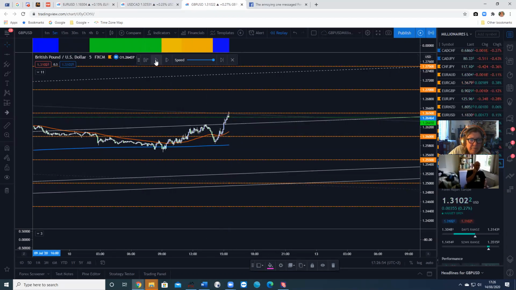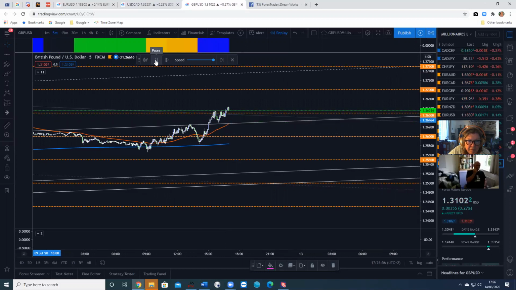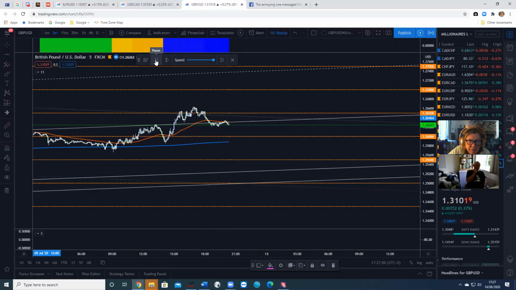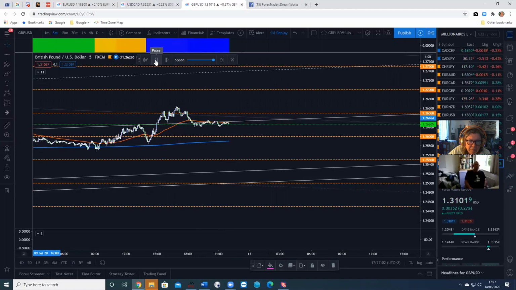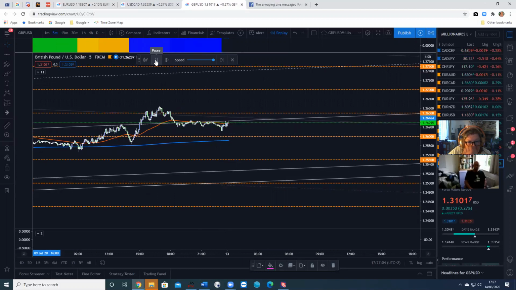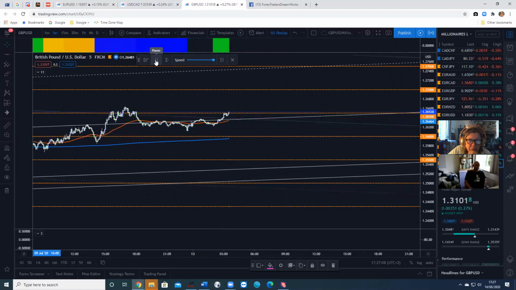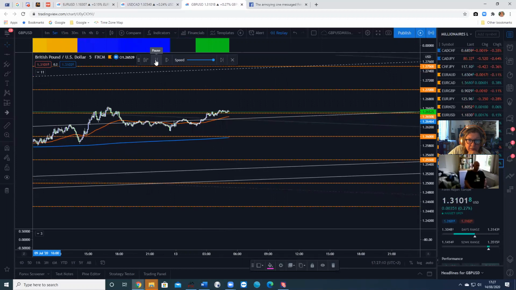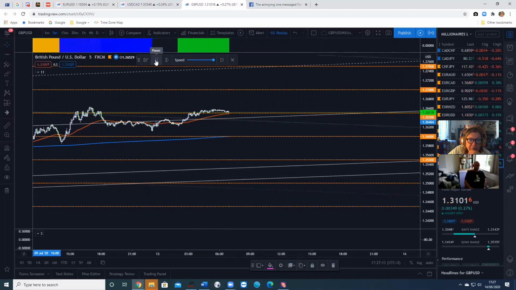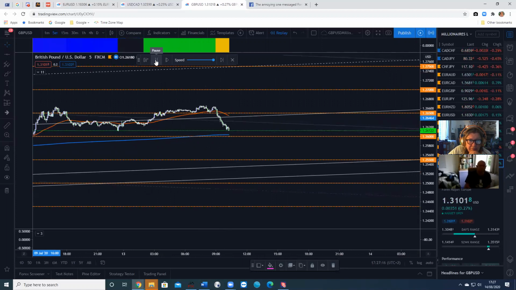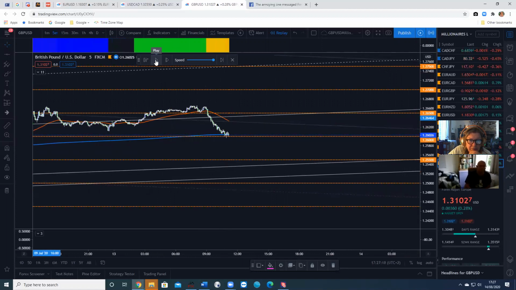Into New York, is it going to carry on up? Break and retest, give us a buy. No, it comes down, it's in the price trap. No trade, no trade. End of market, no trade. Tokyo, no trade. Is it going to give us a buy with a break and a retest? Yes, it does. No, it doesn't. Comes straight down.